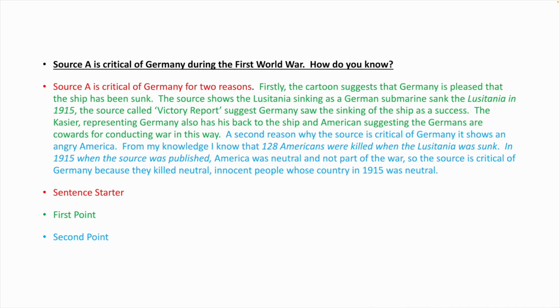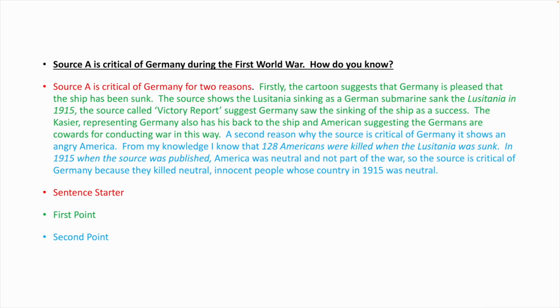So my first point, firstly, the cartoon suggests Germany is pleased that the ship has been sunk. We can make reference to the fact that he appears to be smiling. And the source shows the Lusitania sinking as the German submarine sank the Lusitania in 1915. The source, called Victory Report, suggests Germany saw the sinking as a success. So it's good that they've sunk this American ship and that they've killed these innocent people.